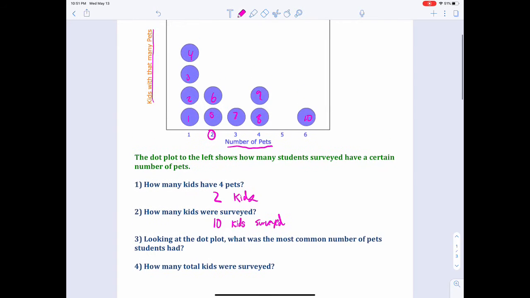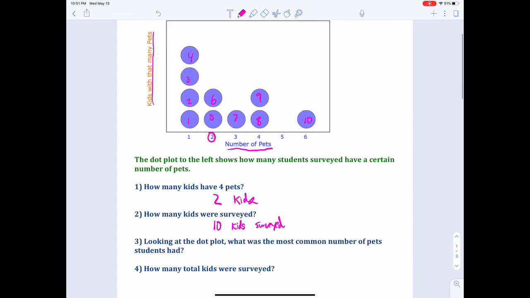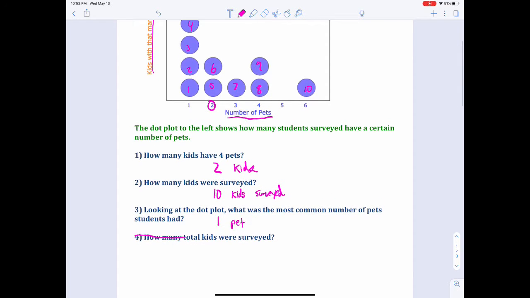Looking at the dot plot, what was the most common number of pets students had? The most common number, that's actually the mode. It would be 1 pet. It might not be the average if you were to calculate it out, which will be your bonus question for this assignment, but it is the most common nonetheless. Question 4 is just a repeat so we can forget about it.